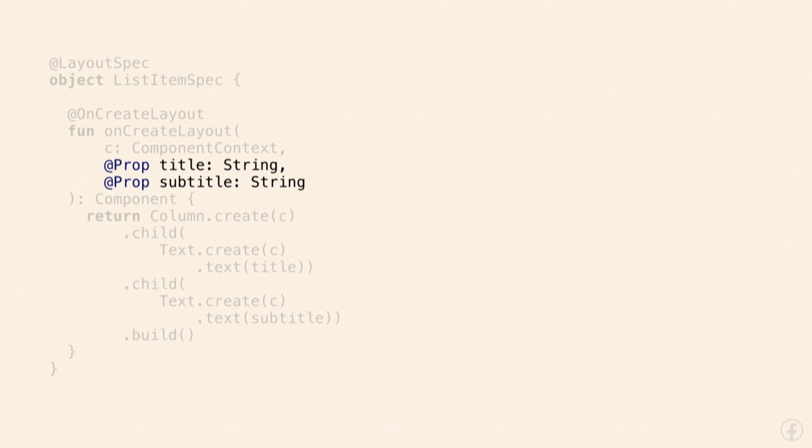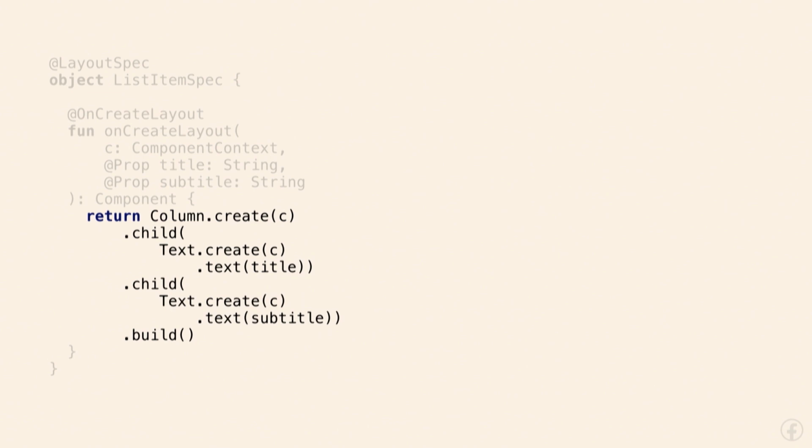A Litho component can have some input parameters. They should be marked as props. That's something that will change the look and feel of our UI. With these input parameters, Litho builds the UI using flexbox primitives. One of these is column. If you're not familiar with flexbox, I will point you to a playground where you can try it out. This column is basically like a vertical linear layout. In this column, you will have two text fields that will show our props, our input parameters.